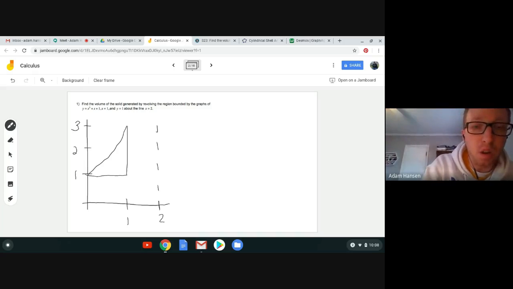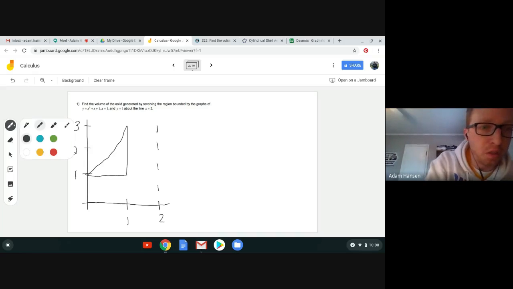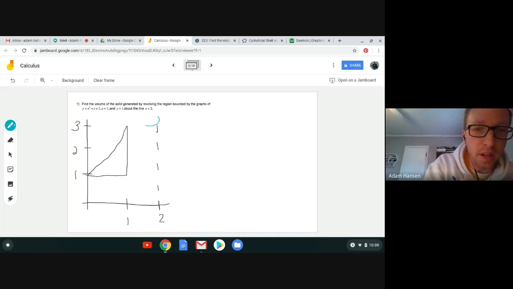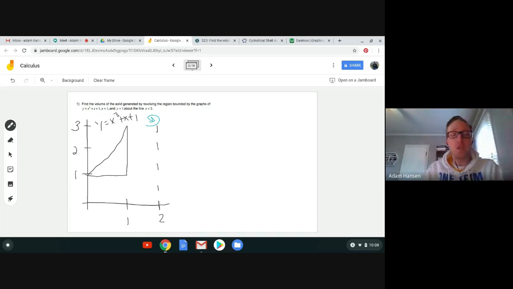Okay, so here is our region. We're going to rotate around the line x equals 2. We have the functions x equals 1, y equals 1, and y equals x cubed plus x plus 1. Now, it didn't say to use the shell method, but why would the shell method be preferable for this question?